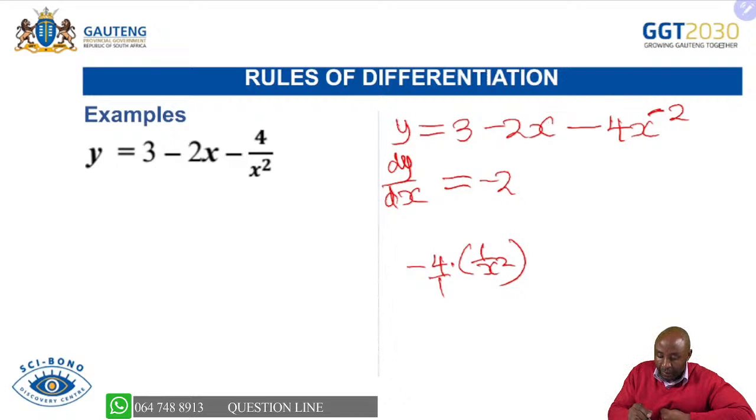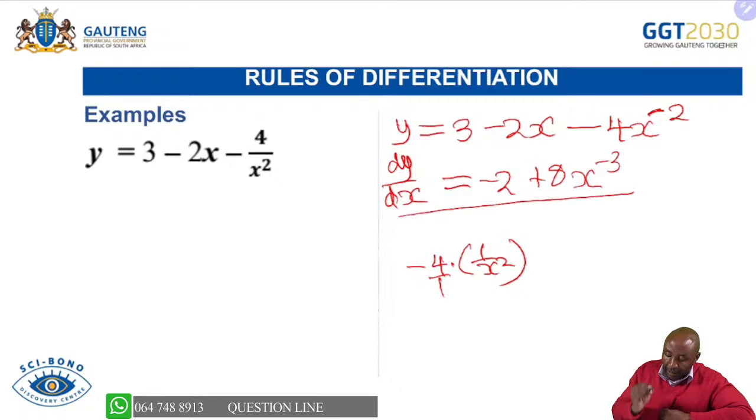1 minus 1 will give us 0. And x to the power 0 is the same as 1. Negative 2 times 1 will give us negative 2. And then my exponent here is negative 2 multiplied by negative 4. That should give us positive 8. And then from there, my exponent of x becomes negative 2 minus 1. Our exponent becomes negative 3. And this should give us our answer.